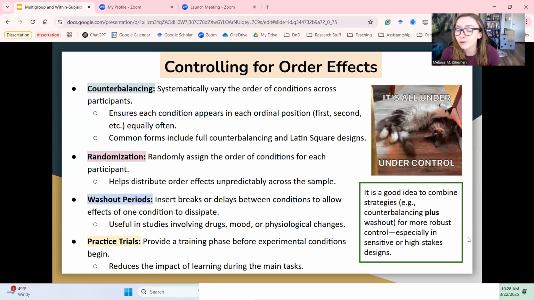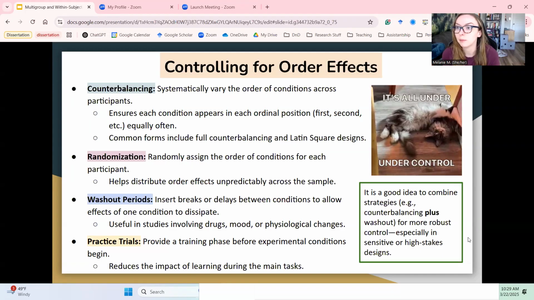This is when we have a break or a delay between conditions so that people can, like if we're using the caffeine example, I'm definitely going to use a washout period because I want that caffeine to totally exit their system. This is really helpful for anything involving drugs, anything involving mood, anything involving physiological changes.